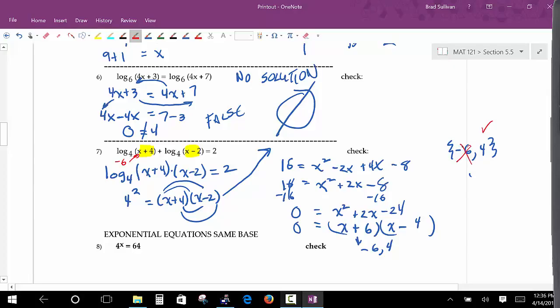It's not because it's a negative 6. It's because that thing is going to become negative. A lot of times students say, oh, I got a negative answer, I throw it out. That is not correct. Negative answers can be okay, but what's not okay is that you take a log of a negative number. Does that make sense? Okay, throw it out. Your answer is 4.